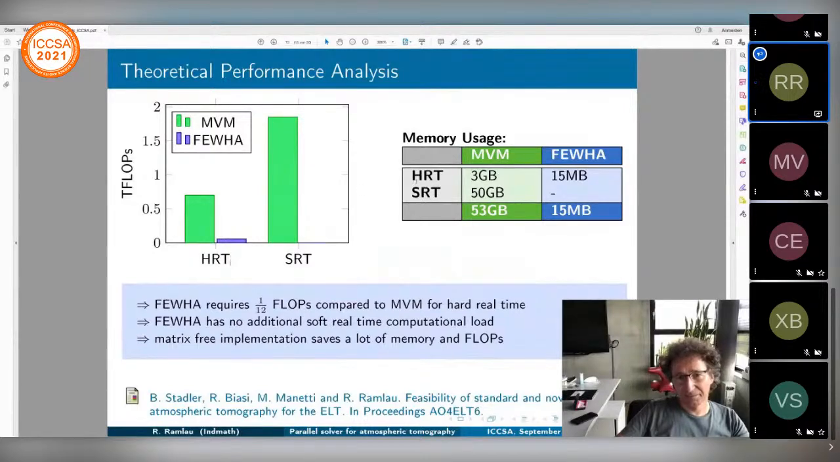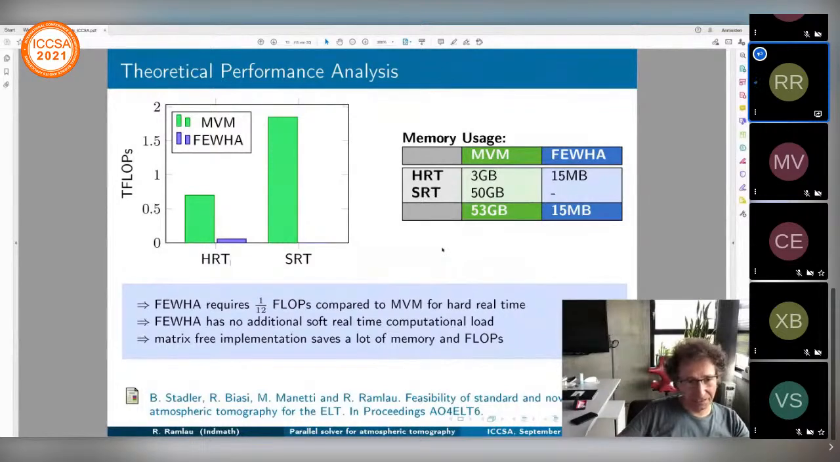Memory usage for MVM, you have to apply the matrix, you basically have to store it somewhere. So you need altogether 53 gigabytes in memory to store that and to apply that. And for fewer, well, we can do that on a phone. So it's clearly the iterative approaches are much, much better than the MVMs. We just have to convince people at the telescope of that.